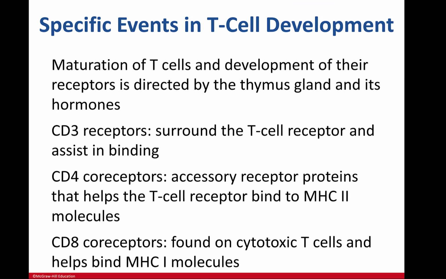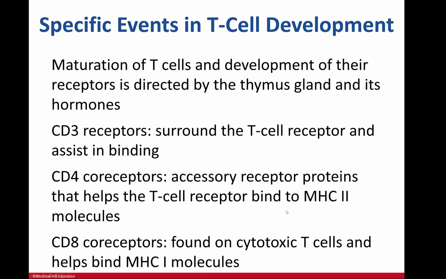The specific events in T cells, maturation of T cells in the development of the receptors, is directly in the thymus and its hormones. CD3 receptors surround the T cell. B cells don't have this. The T cell receptor and assisting binding. The CD4 co-receptor, accessory receptor proteins that help the T cell receptor bind. It sort of supports it.